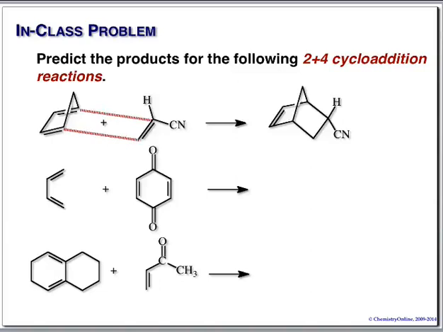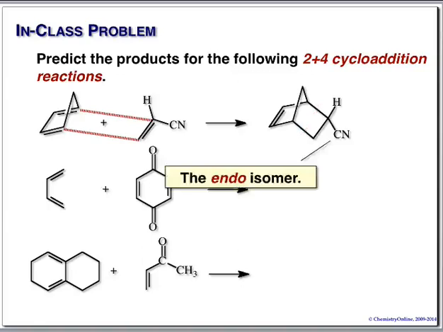Now, you'll note that I put stereochemistry here on my nitrile. I have the nitrile pointing down. That's because this is virtually the only product you get. Here are the bonds we made, and this is pointing down, not up. This is referred to as the Endo isomer.